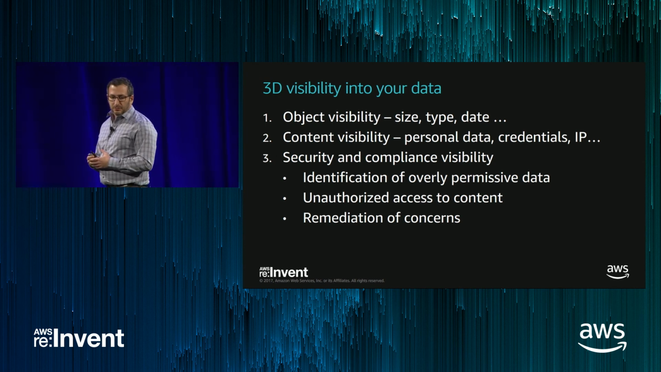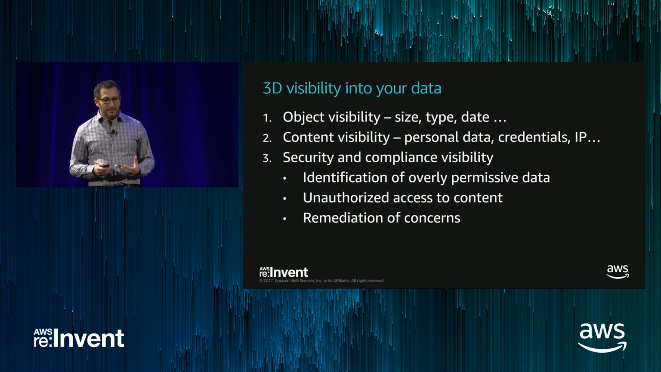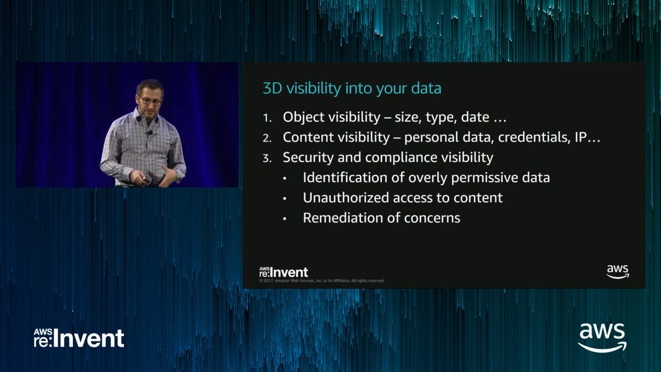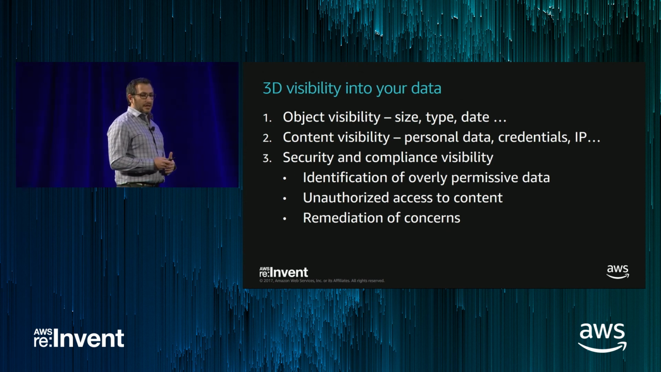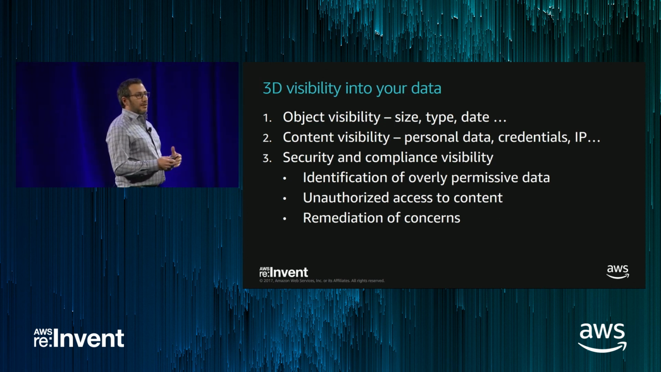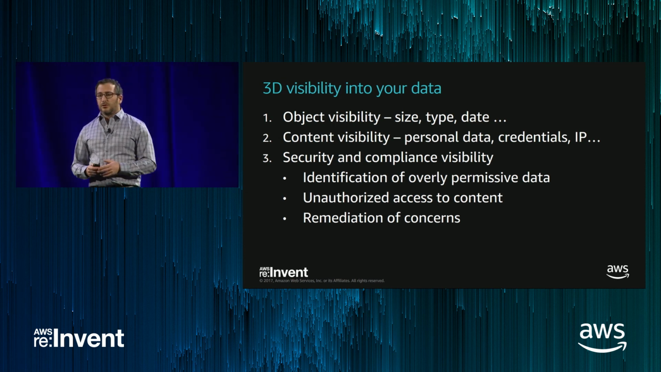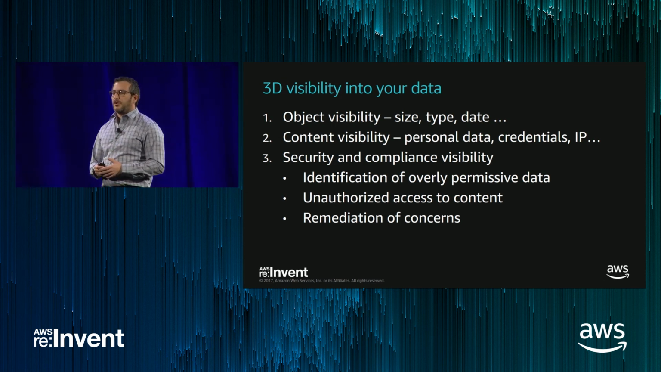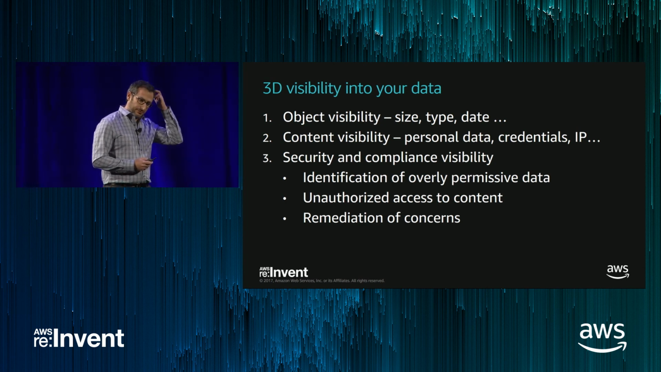3D visibility into your data is very important because you have object visibility. We give you the size, the type, and the date on it. Content visibility: we open the object, we go inside the object, and we see what content you have. Do you have personal data? Do you have credentials in your object? For example, if an engineer uploaded source code and forgot to remove their credentials in the code, that might be a threat to your organization.